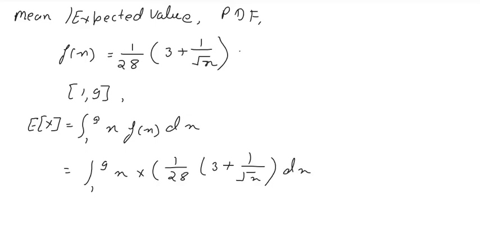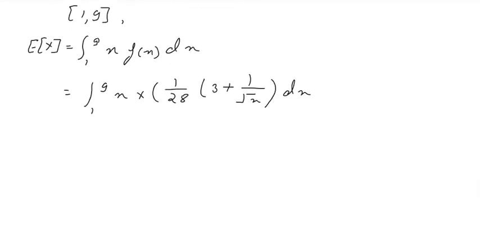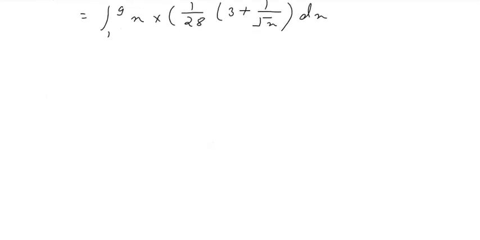Now we can split this integral into two parts. So we will divide it into two parts and then we will integrate each separately. So here the first part is the integral from 1 to 9 of 3x dx. So now we are going to solve this.